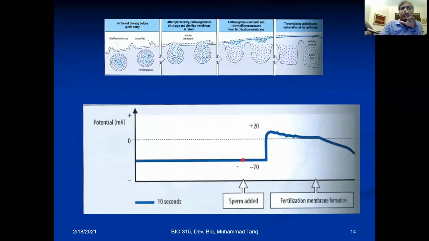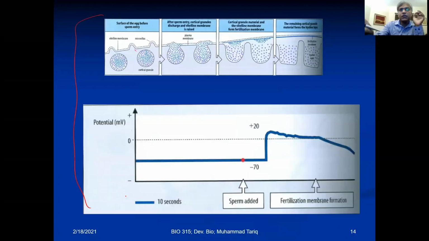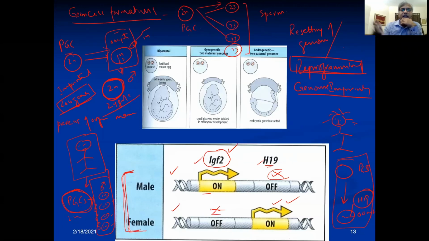In the next lecture, we are going to talk about the process of fertilization. Okay, these are for the next lecture. But today I'm going to leave you with an assignment in which you are going to go and read about genomic imprinting. Let's say today is Thursday. By next Thursday, you bring back the genomic imprinting assignment, max 2 pages. Let's focus on IGF-2 and H19 imprinting.